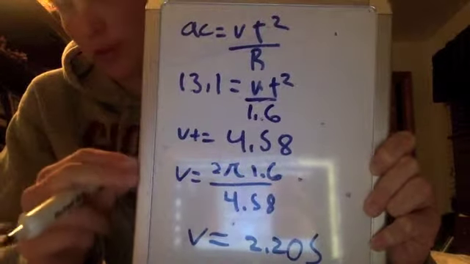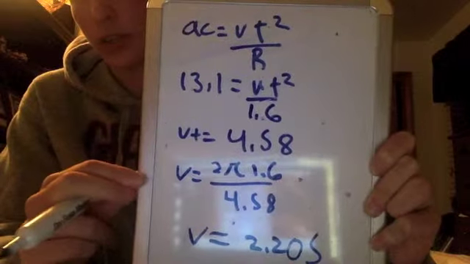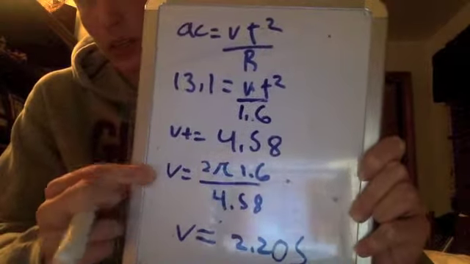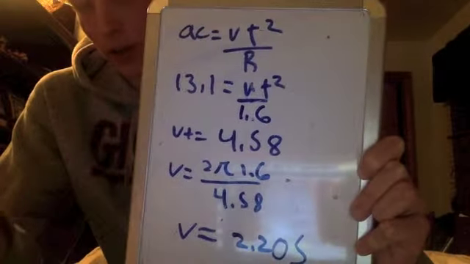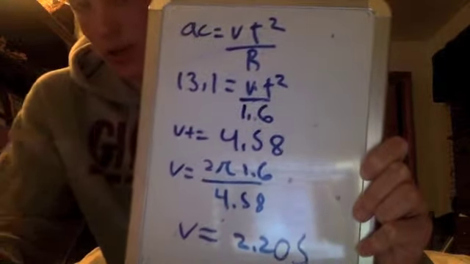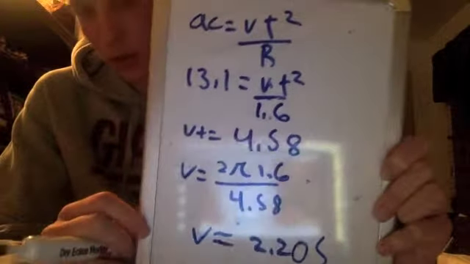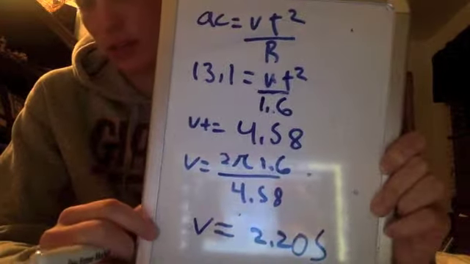to plug 4.58 into one more final equation, which is the period, which is what we were asked, equals the circumference, which I know is 2 pi times the radius, over what we just got, 4.58, and that will give you that the period equals 2.2.